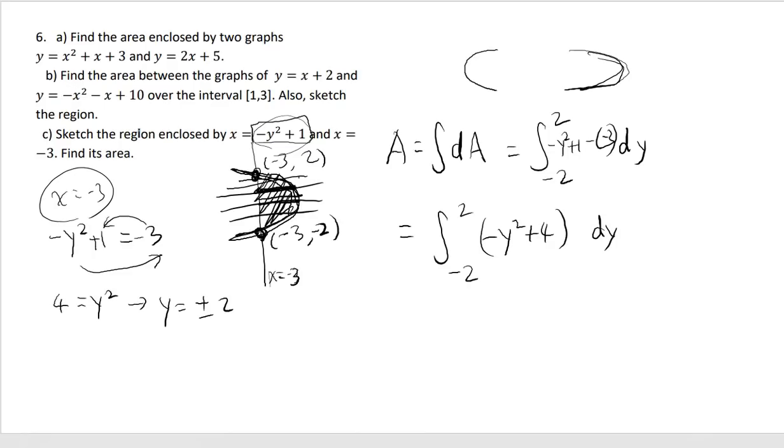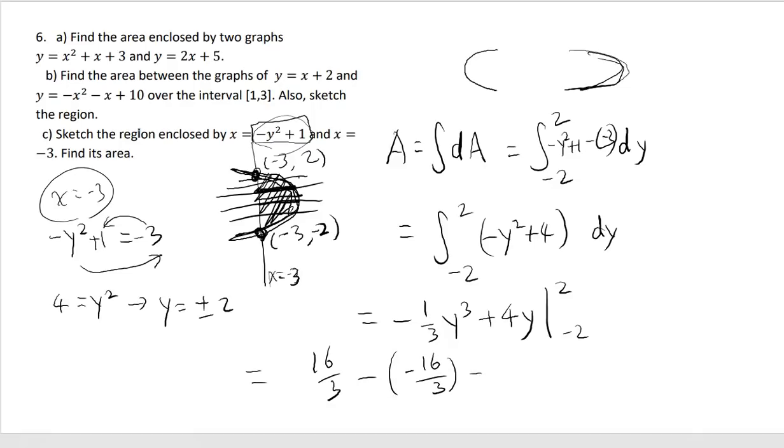And we integrate, which gives you negative 1/3 y cubed plus 4y. And you plug in 2 and negative 2. Oh, I wish I used the evenness of this function to just integrate from 0 to 2 and double it. That would have been easier. So what would you get? When you plug in 2, that's negative 8 over 3 plus 8. So 8 minus 8 over 3 will give you 16 over 3. And when you plug in negative 2, you're going to get another 16 over 3, which gives you 32 over 3 as the answer.